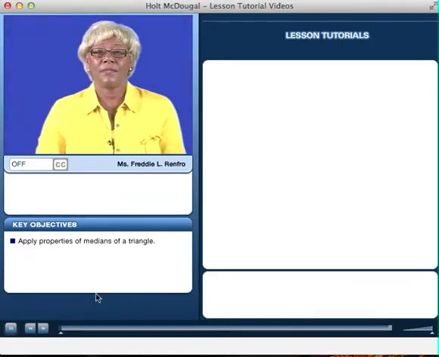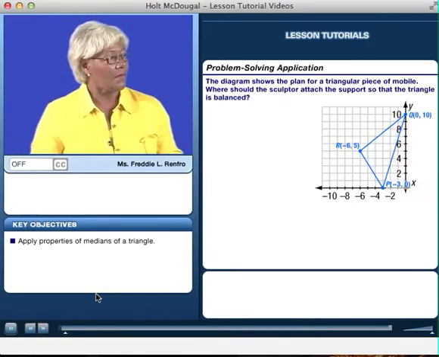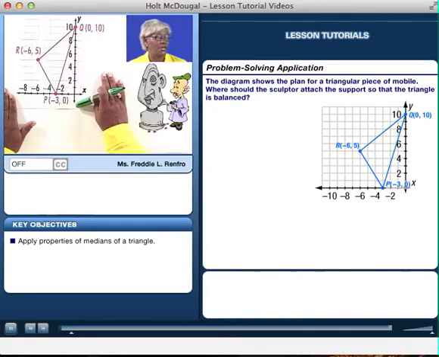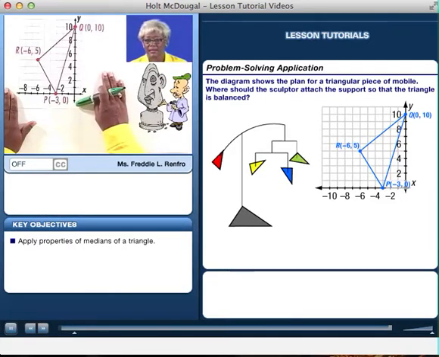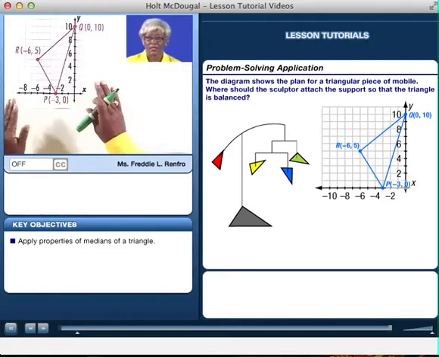Let's take a look at an application problem that may involve finding the centroid of a triangle. The diagram shows the plan for a triangular piece of mobile. Where should the sculptor attach the support so that the triangle is balanced? Okay. We have a plan for a triangular piece of mobile.